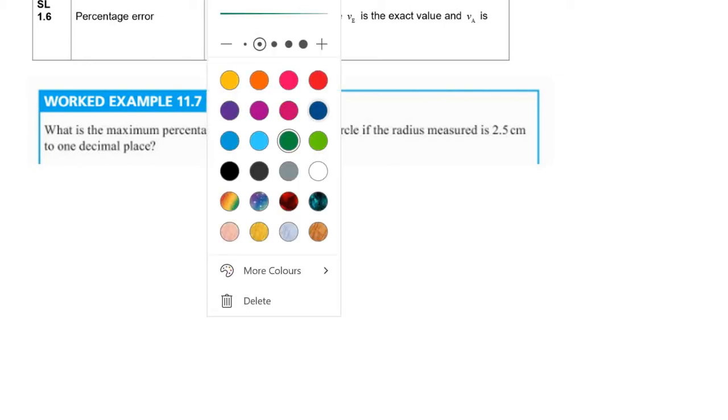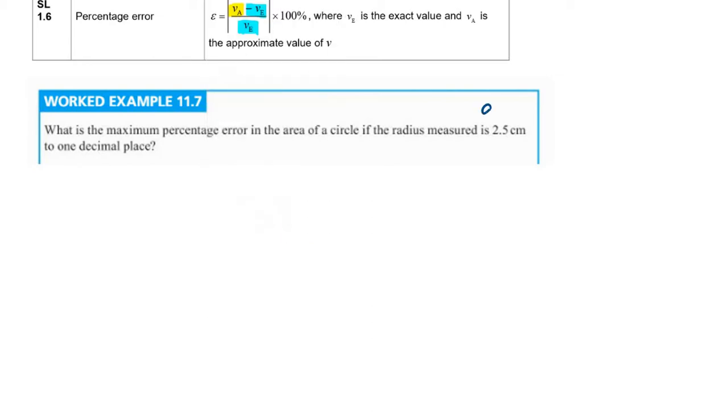that is an approximate value. Okay, so the first thing we can do is work out an approximate area. Which would be 2.5 squared times pi, which is 6.25 pi. As for our exact value, well, the exact value we're going to get from the bounds.